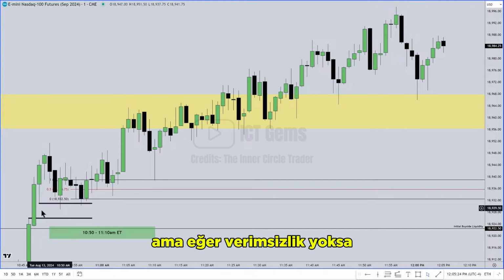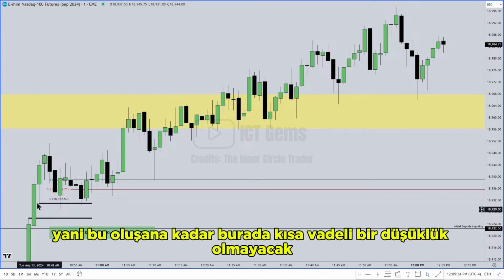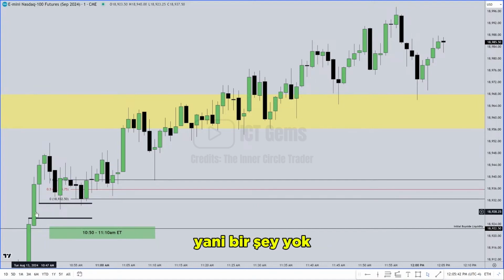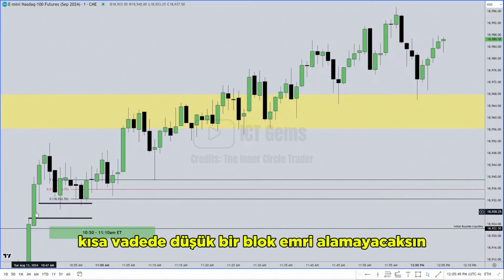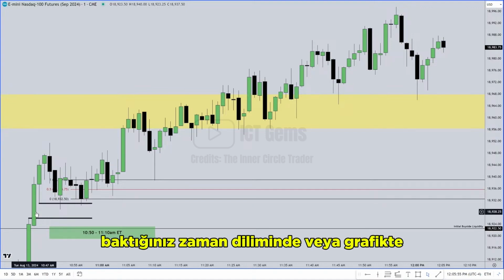But if there's no inefficiency, you have to use the order block. So either it's a gap or an order block or a short-term low. So there is no short-term low in here until that forms. But what's there? The inefficiency. So there's no condition that has all three. You know what I'm saying? Like, you're not going to get a short-term low, an order block, and a fair value gap. That can't occupy the same space in the time frame or chart you're looking at.